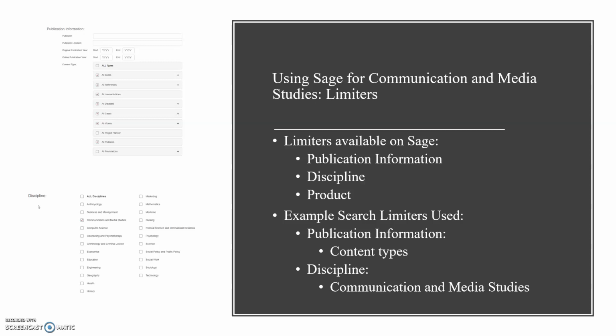Now, for this advanced search, I used two of those limiters. Publication information. I chose to use the content types, and I wanted to search within most of the content types, but I did exclude the project planner here and the foundation. And in discipline, I chose to only search within communication and media studies. So I used that limiter.